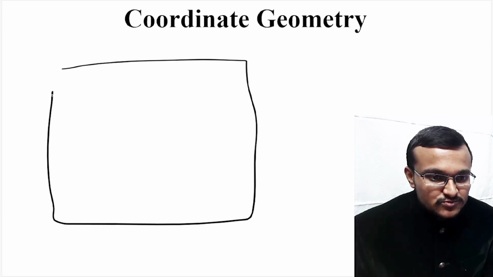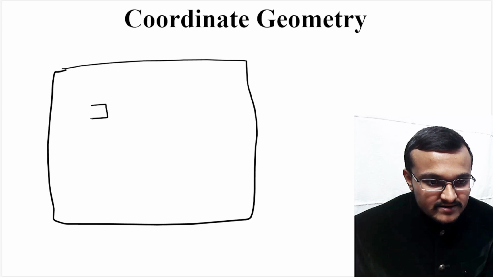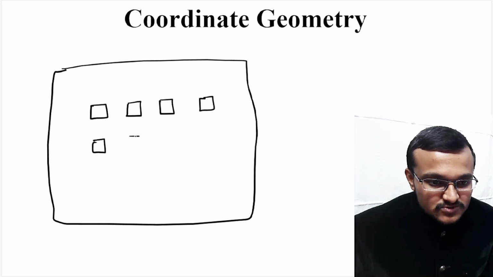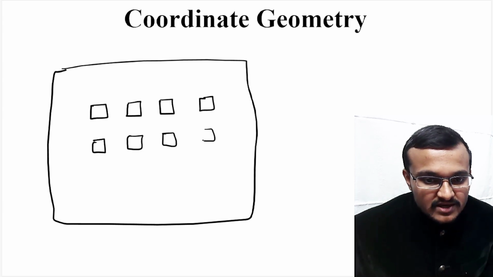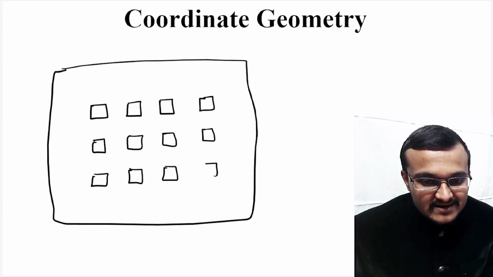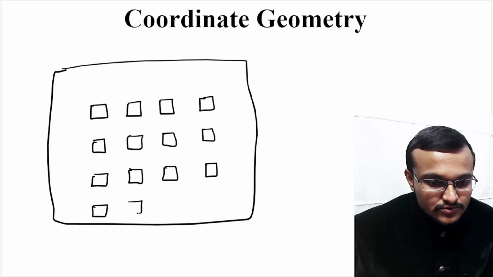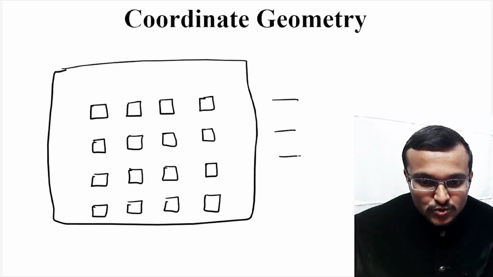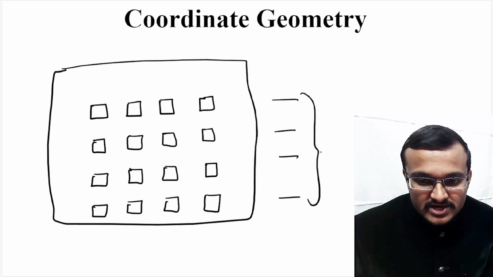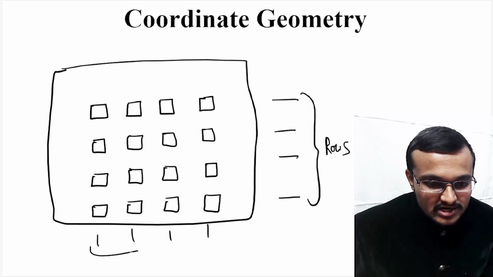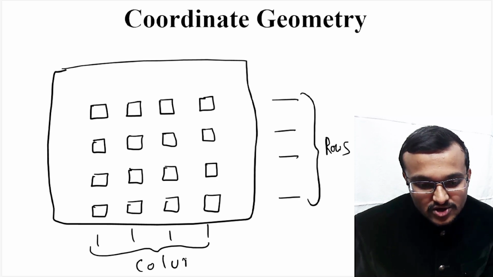If there is a big classroom like this and there are different tables for students in this classroom, let's say this is 1 2 3 4, and also like this 1 2 3 4, and there will be one more row, 1 2 3 4, and let's say there is one more row, 1 2 3 4. So these are known as rows, and these are known as columns.